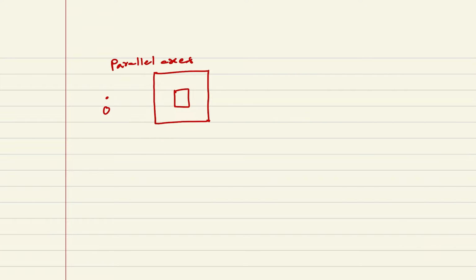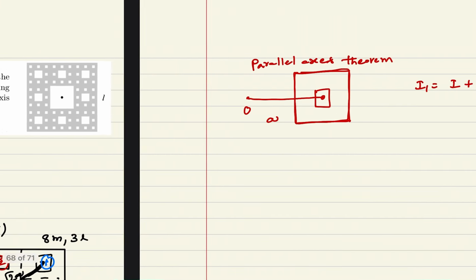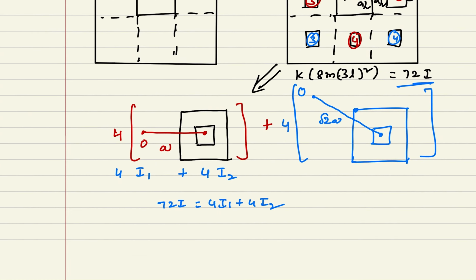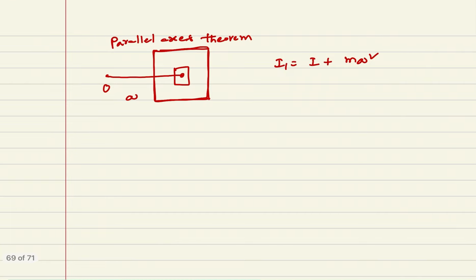Okay, now you observe this carefully. I don't know the moment of inertia for this fractal object about this point O. I am using the parallel axis theorem. If I apply the parallel axis theorem from here to here, as I have the distance a, now I1 can be written as the moment of inertia for this fractal object I plus m into a square.